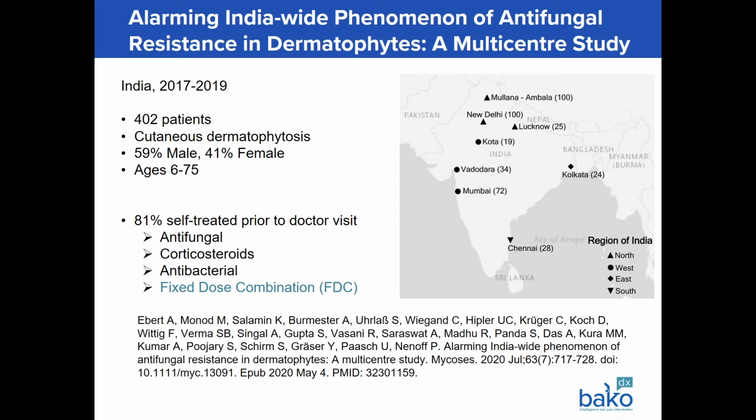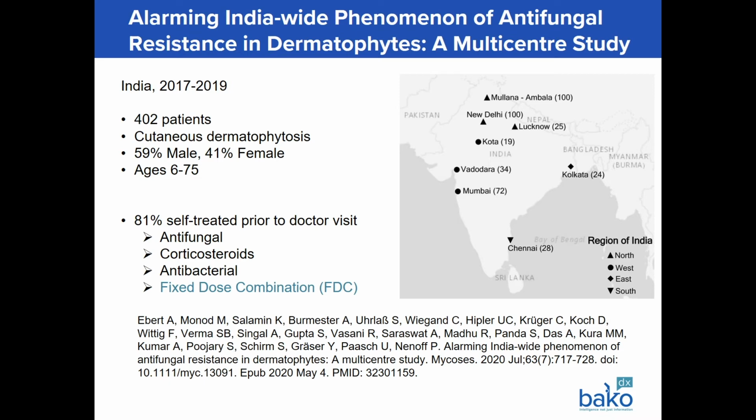So they had 400 patients, and they were spread about India, and they subdivided the data into north, south, west, and east regions. They surveyed these patients before the study and found that around 80% of them had self-treated prior to seeking medical attention. And in India, medications are not as tightly regulated as they are in the U.S., so they have a lot of medications available to them.